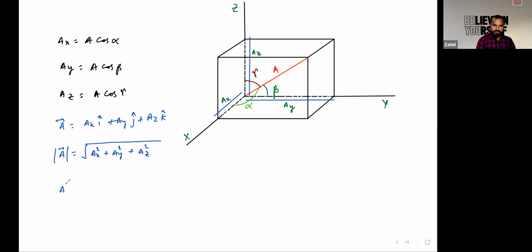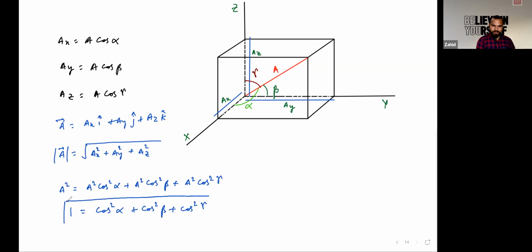Now, if you square both sides, A square is equal to ax square, which is nothing but A square cos square alpha. Similarly, ay square is A square cos square beta, and az square is A square cos square gamma. Take out A square as common, so this and this will cancel out. So you will get 1 is equal to cos square alpha plus cos square beta plus cos square gamma. So this is a relation between alpha, beta, and gamma in three-dimensional splitting. So this is called three-dimensional splitting. Is it clear? Yes.